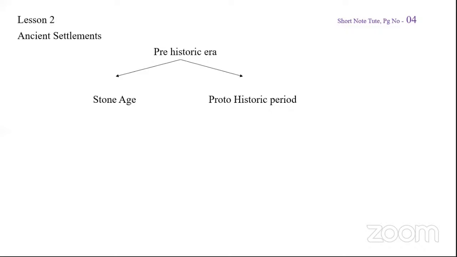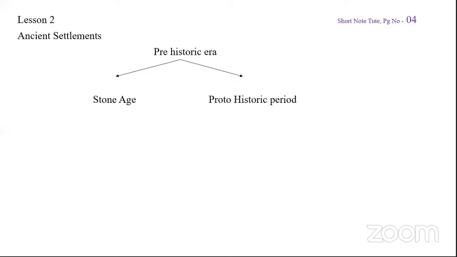What is the prehistoric era? It is the time period from which we can't get any information because it was not written. So we have to use archaeological sources to get information. Once again, the prehistoric era is divided into two ages: the Stone Age and the protohistoric time period.